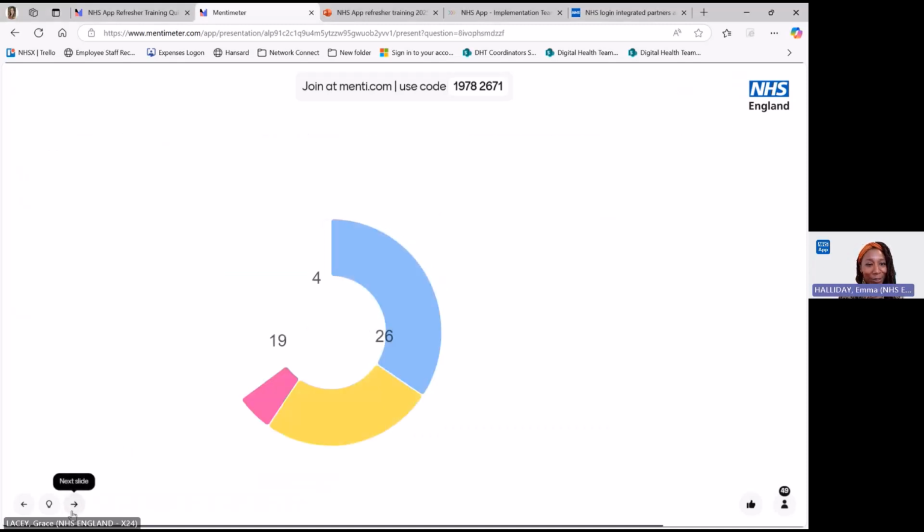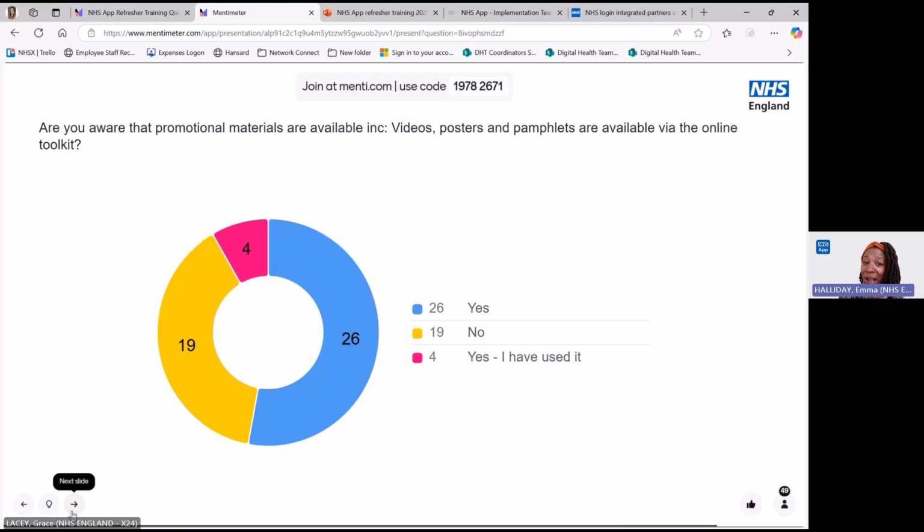And I think we've got another question. Were you aware about the promotional materials available? So the videos, posters and pamphlets. The majority were, but quite a lot of you weren't. So even though you have got a lot of promotion going on in London at the moment, there's some of you that weren't aware that it's there. So hopefully you can take some time to have a look at that and see some of the amazing tools that you can use to support patients with the NHS App.